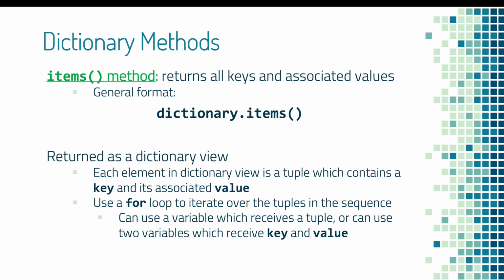All right, similarly, we can also do .items. .items will return all keys and associated values. So what it actually does is return a dictionary view, with each element in the dictionary view being a tuple that contains a key and value. So basically imagine you have this long list of key and value pairs, each being a tuple. And you can use a for loop to iterate over the tuples in the sequence to look at each of the different keys and values.